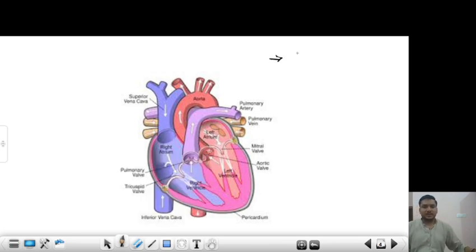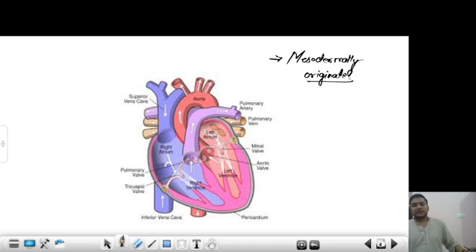Point number one is the heart is mesodermally originated. The heart is mesodermally originated, which means that the heart is made up from the mesoderm layer. As you know, we are composed of three basic germ layers, that is ectoderm, endoderm, and mesoderm. So from that, the heart is mesodermally derived.